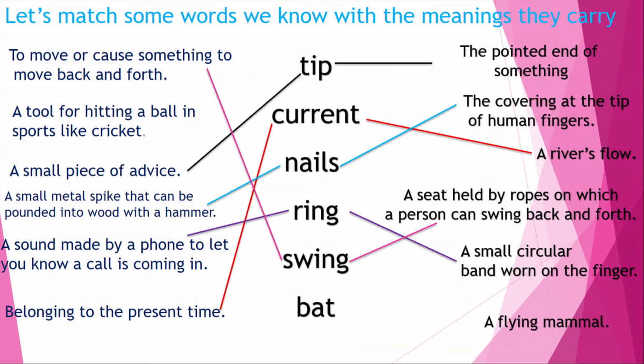And lastly, bat, a flying mammal. So you would have seen one on the previous slide. You might see some flying around at night or whatever. So it's a flying mammal referred to as a bat. And last one, a tool for hitting a ball in a sport like cricket. So you have your cricket bat. Each of those words has more than one meaning, and that's what we mean by multiple meaning word. So good job on that one.